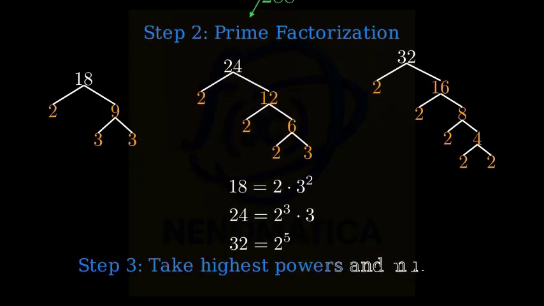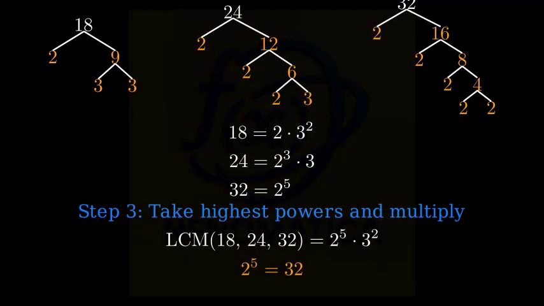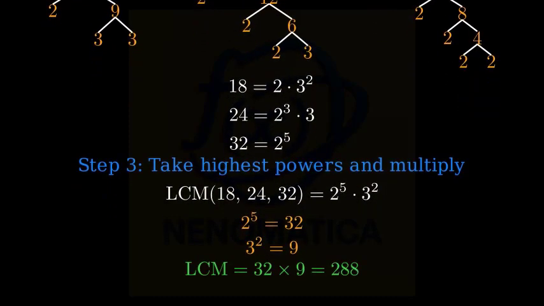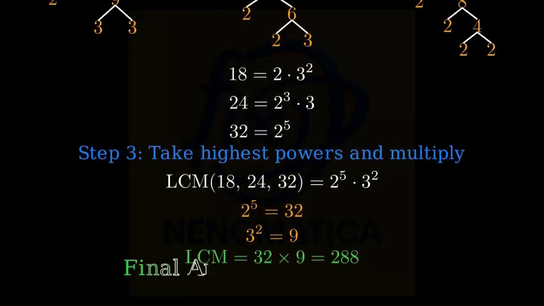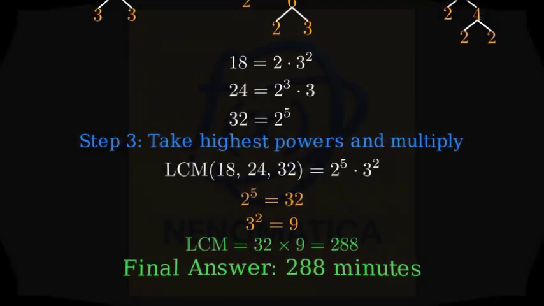Step 3. Take the highest power of each prime that appears. We need 2 to the 5th and 3 squared. 2 to the 5th is 32. 3 squared is 9. Multiply them to get 288. So after they first ring together, they will all ring together again after 288 minutes.